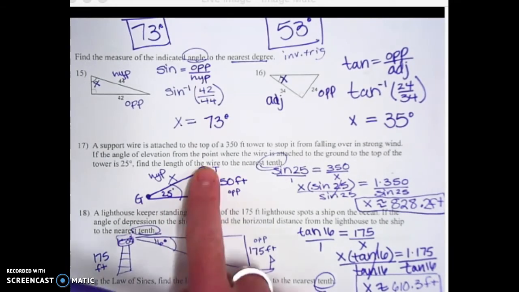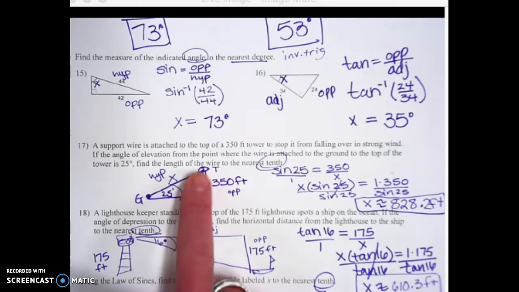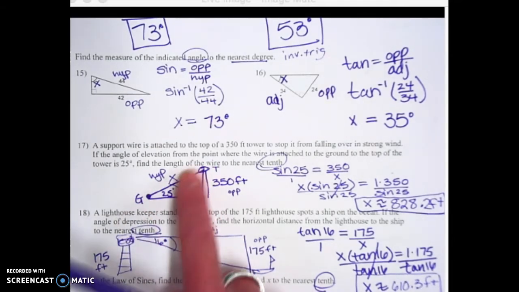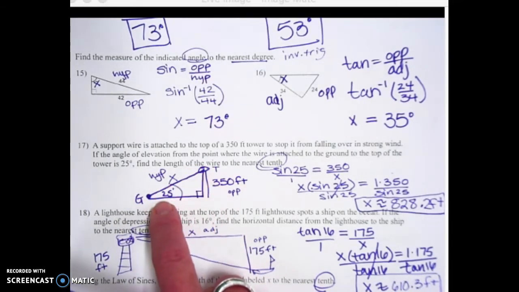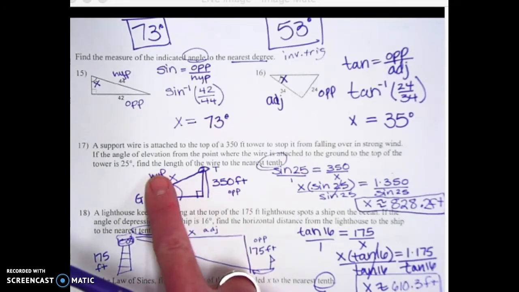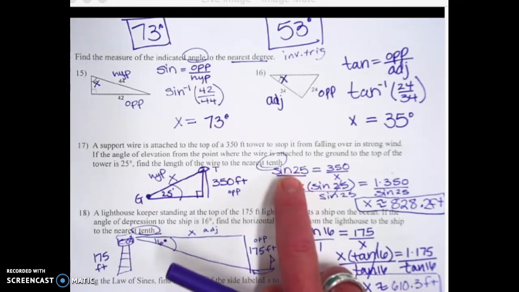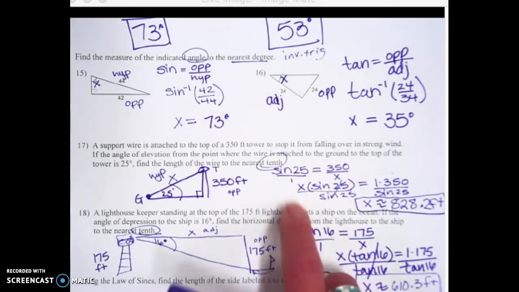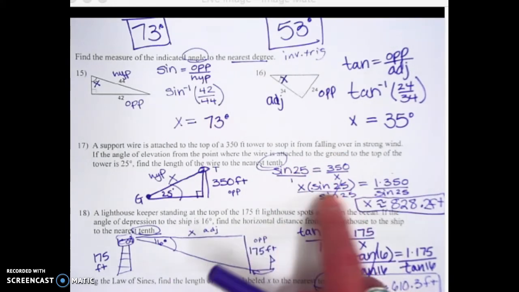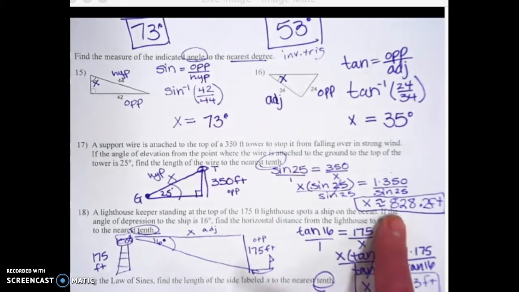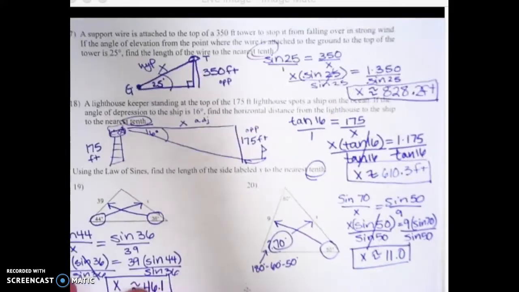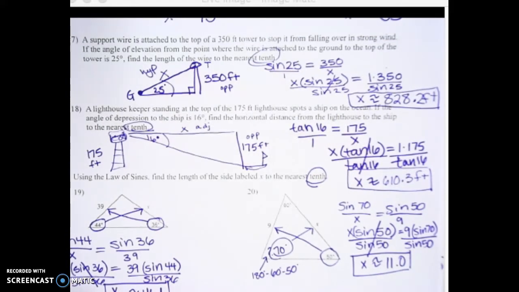So I drew a right triangle to help me. Here's the ground, here's the tower. Tower is 350 feet, here's your wire, and that angle of elevation is 25 degrees. So I know opposite and hypotenuse, so I used sine, created my proportion by writing the ratio on the other side, did the cross product, divided both sides by the sine of 25, and got 828 feet, or sorry, 828.2 feet.